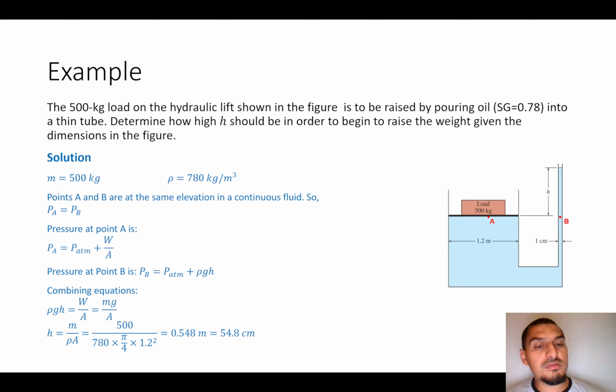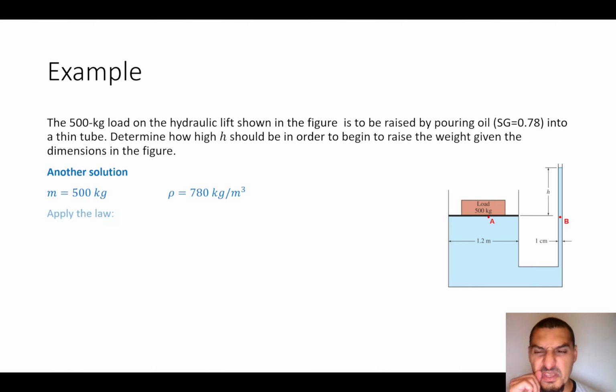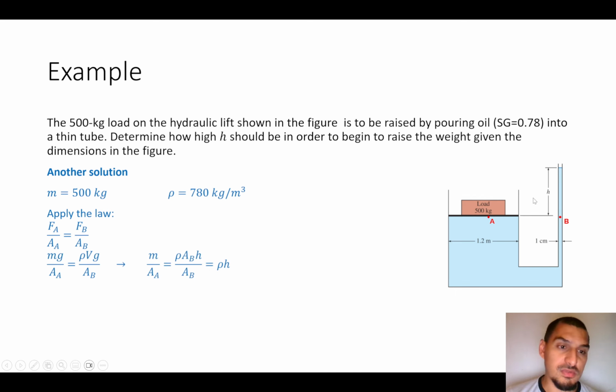We can solve it this way, or you can think of it as we used to do before in the hydraulic press, where you say that the force over area equals force over area because the two points have the same pressure. It's the same thing. So you can say that FA over AA equals FB over AB. The force at point A is mg, and for the force at point B, of course we will ignore the atmospheric pressure because it will cancel out in both cases, and the pressure at point B is rho gh times the area.